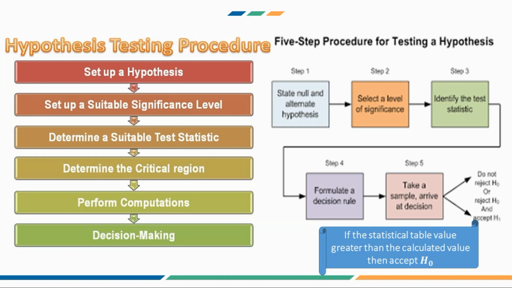Finally we take the decision making. This is very important here. See here, at last, if the statistical table value is greater than the calculated value, then accept H0. So which value should be greater? The table value should be greater. If the table value is greater than the calculated value, we can accept our assumption of H0.